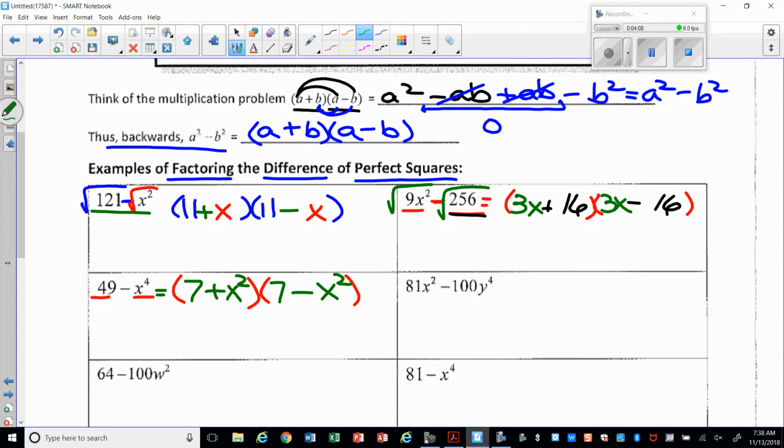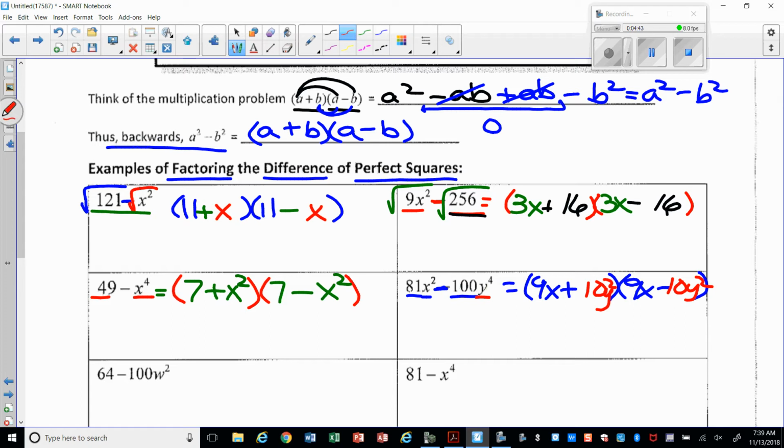And now I'll do this next one. Again, I've got a perfect square and a perfect square, and they're subtracted. So 9 gives me the 81, and x gives me the x squared. To get the minus, I'm going to have a plus and a minus. And then I've got 100, so that would be 10 times 10. And then to get the y to the 4th, that would be y squared and y squared.